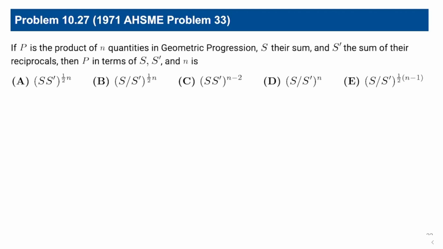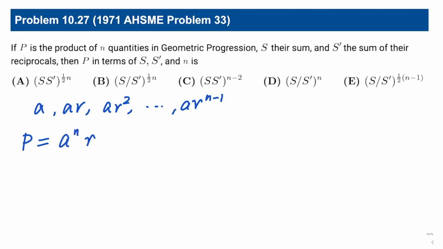Let's see. We can assume this geometric sequence is A, A times R, A times R squared, up to A times R to the power n minus 1. Then P is the product. So P is A to the power n times R to the power 0 plus 1 plus and so on until n minus 1, which is A to the power n times R to the power n times (n minus 1) divided by 2.